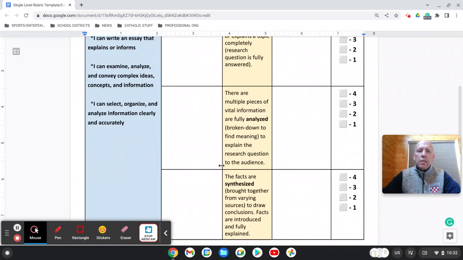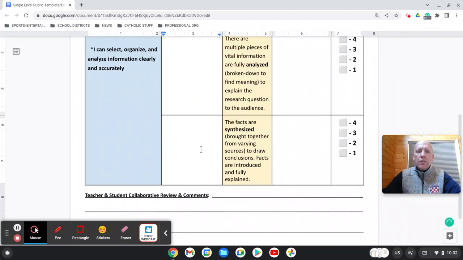And then the second criteria would be there are multiple pieces of vital information that are fully analyzed, and again in parentheses, broken down to find meaning, to explain the research question to the audience. Things like this, you'll want to make sure that you talk about what vital information means. What is that? What does it mean? So that students are aware of exactly what you're looking for. And then finally, the facts are synthesized, and again in parentheses, brought together from varying sources to draw conclusions. Facts are introduced and fully explained.